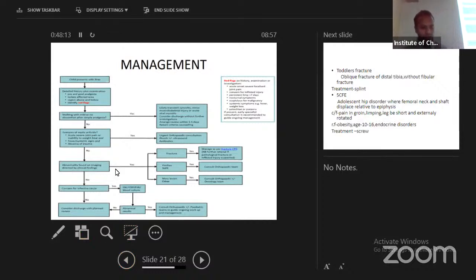If there is abnormality found on imaging and associated with the clinical findings, we should think of fracture, Perthes disease, slipped upper femoral epiphysis or mass lesion, and these should be managed accordingly. If there is concern for infective cause, then blood culture should be done, and in case of abnormal result, orthopedic consultation plus pediatric treatment should be given.